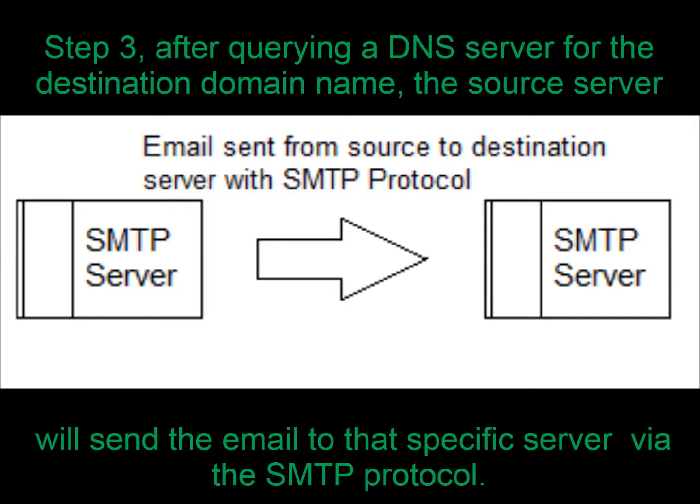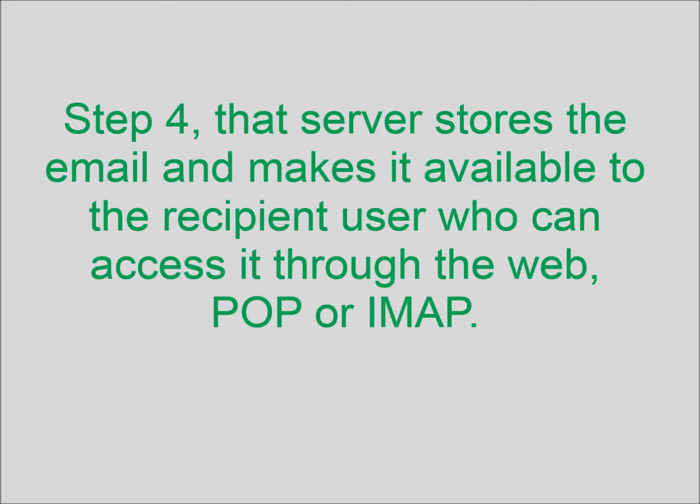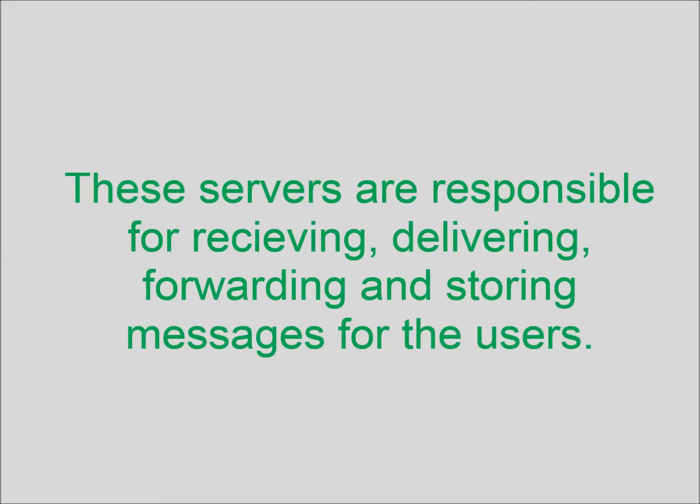Step 3, after querying a DNS server for the destination domain name, the source server will send the email to that specific server via the SMTP protocol. Step 4, that server stores the email and makes it available to the recipient user who can access it through the web, POP or IMAP. These servers are responsible for receiving, delivering, forwarding and storing messages for the users.